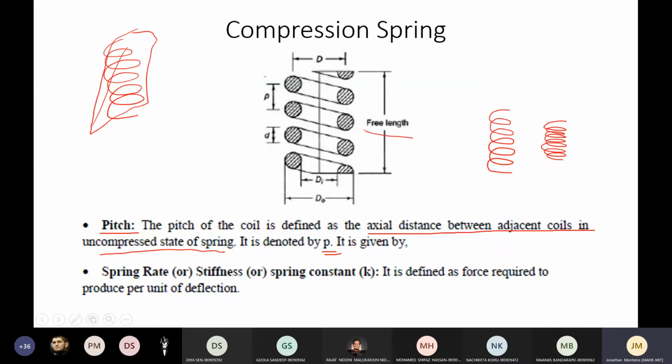Okay, both are in uncompressed state. Now you can understand that, okay, if I load something, which one will compress more? Of course, it is not very easy to answer that question because it will depend on how thick the wire is. One thing is very obvious. The wire that is used in making the spring will determine how the stiffness is.